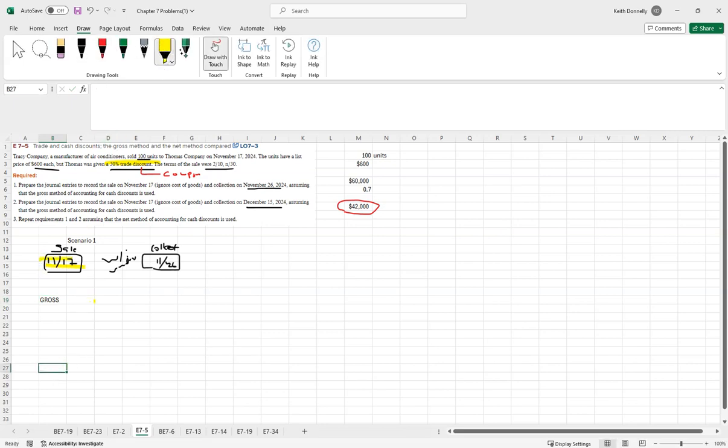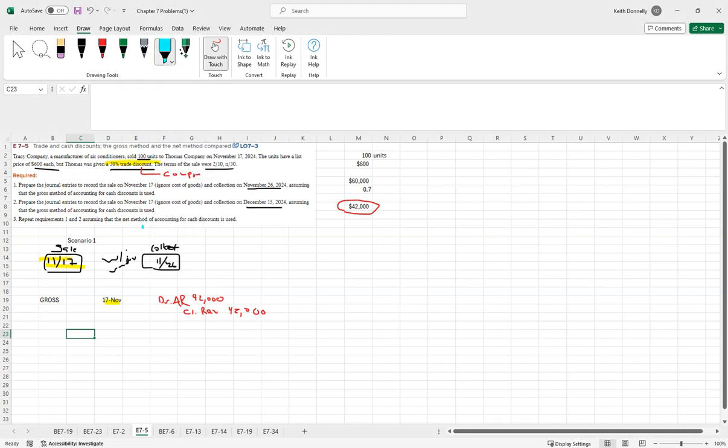So for the gross method on 11/17, what's the journal entry? Essentially, the gross method is going to be for the entire amount. We're going to do debit accounts receivable for 42,000. We're going to do credit sales revenue for 42,000. Gross is always the biggest amount. We're going to just do the total amount up there.